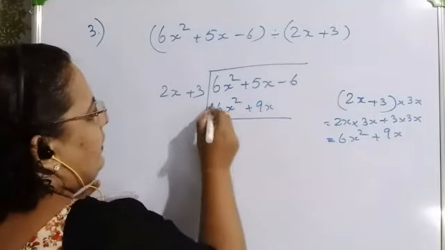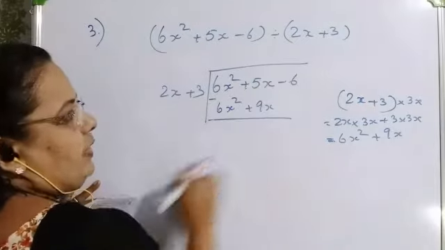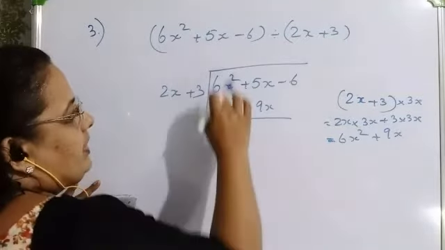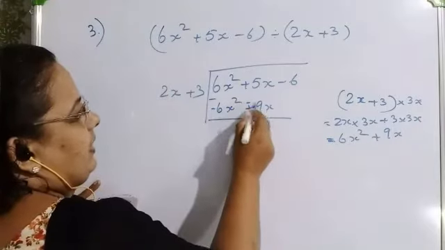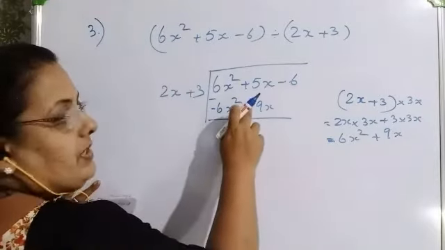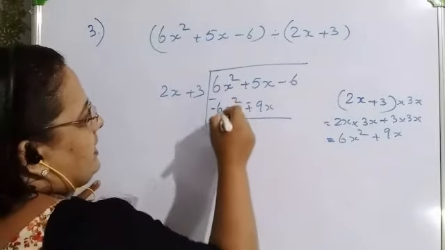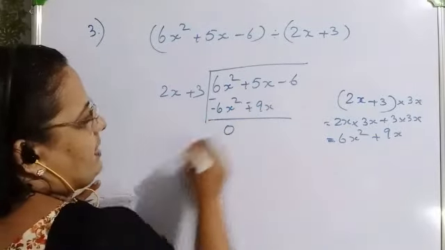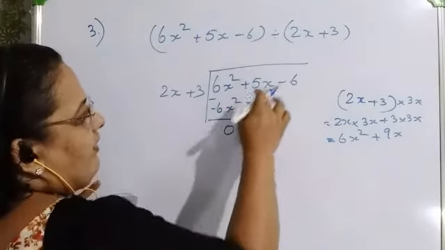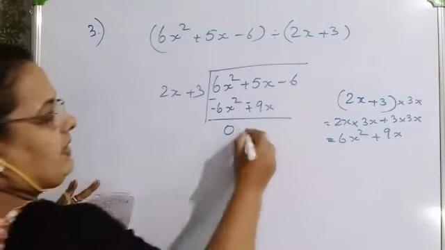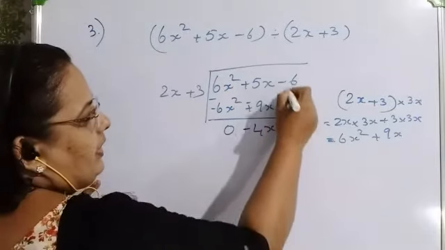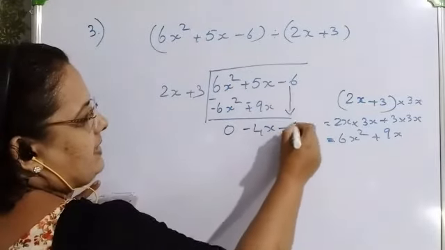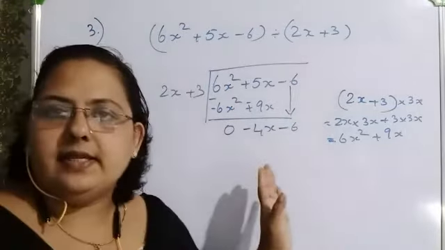Now what are we going to do? We have to subtract these two terms, this one and this. When there is a minus sign here, here it is plus, so it becomes minus. Now 6x square minus 6x square means it is 0. Now 5x minus 9x, that means it is minus 4x. Then what you have to do? You have to bring this minus 6 down. Till here, is it clear?